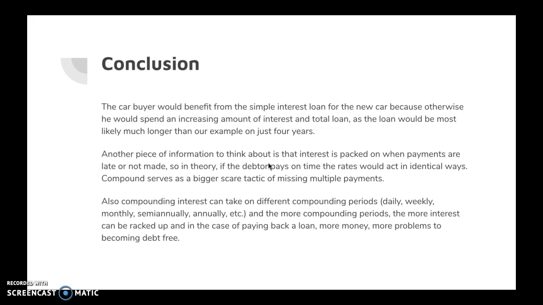Another piece of information to think about is interest is racked up when the payments are late or not made. So in theory, if the debtor pays on time, the rates would actually act in identical ways. But we found that compound serves as a bigger scare tactic because if you miss one payment, it's the $675, but if you miss another one, it increases. While with simple, if you miss one or two, there's going to be the same amount each time. So he was better off going with the simple if he were to miss any payments.